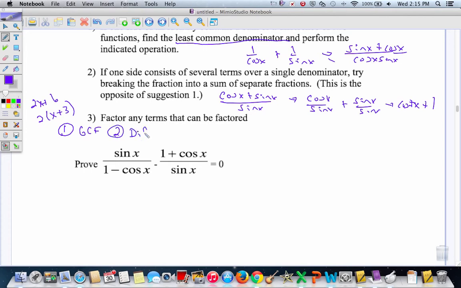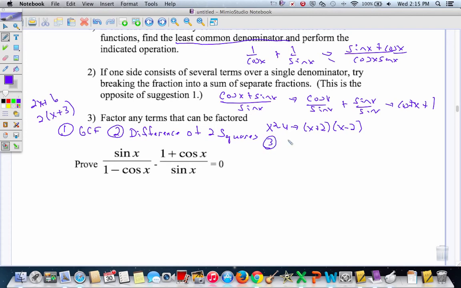From there, we factor the difference of two squares. So if we had, I'll go with the algebra version, x squared minus 4, that would factor to be x plus 2 times x minus 2.